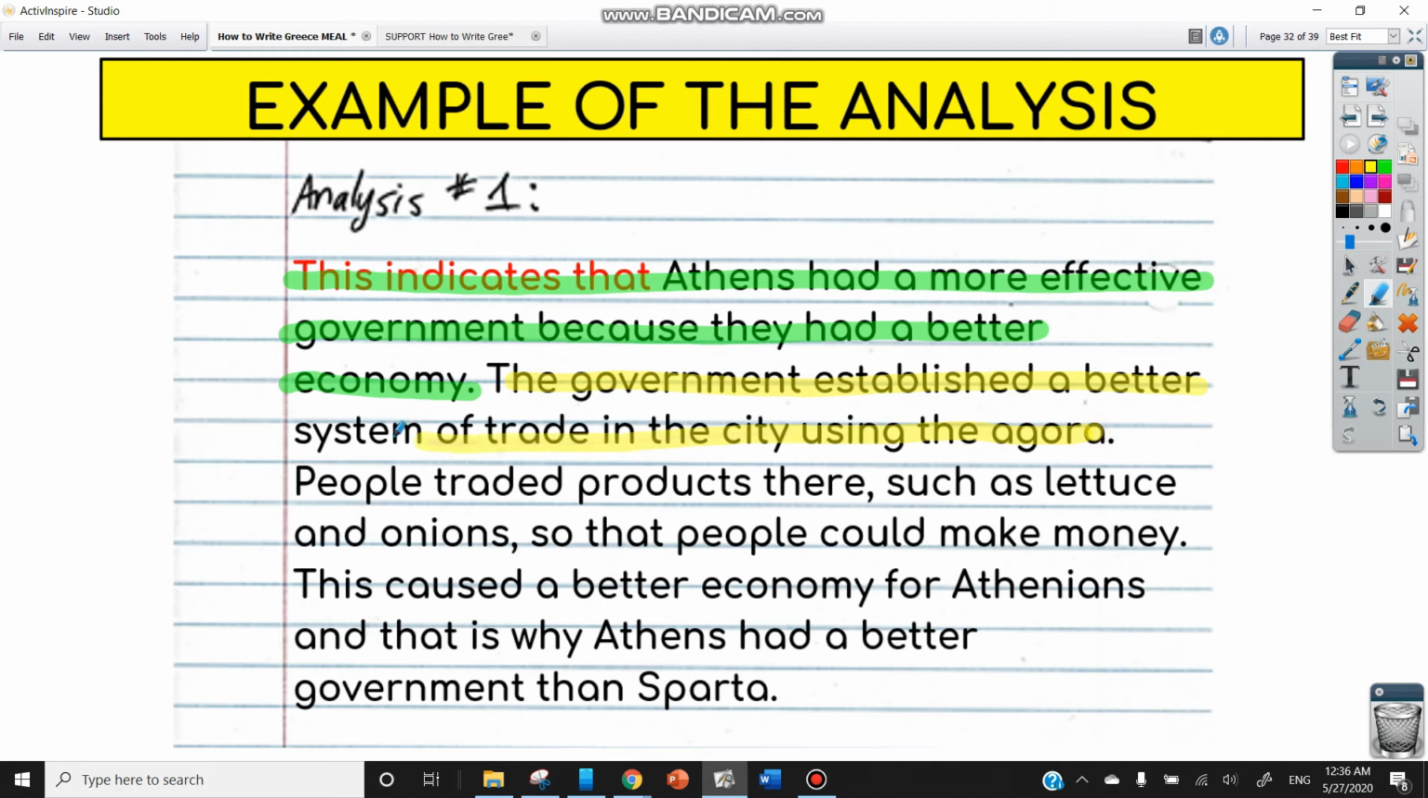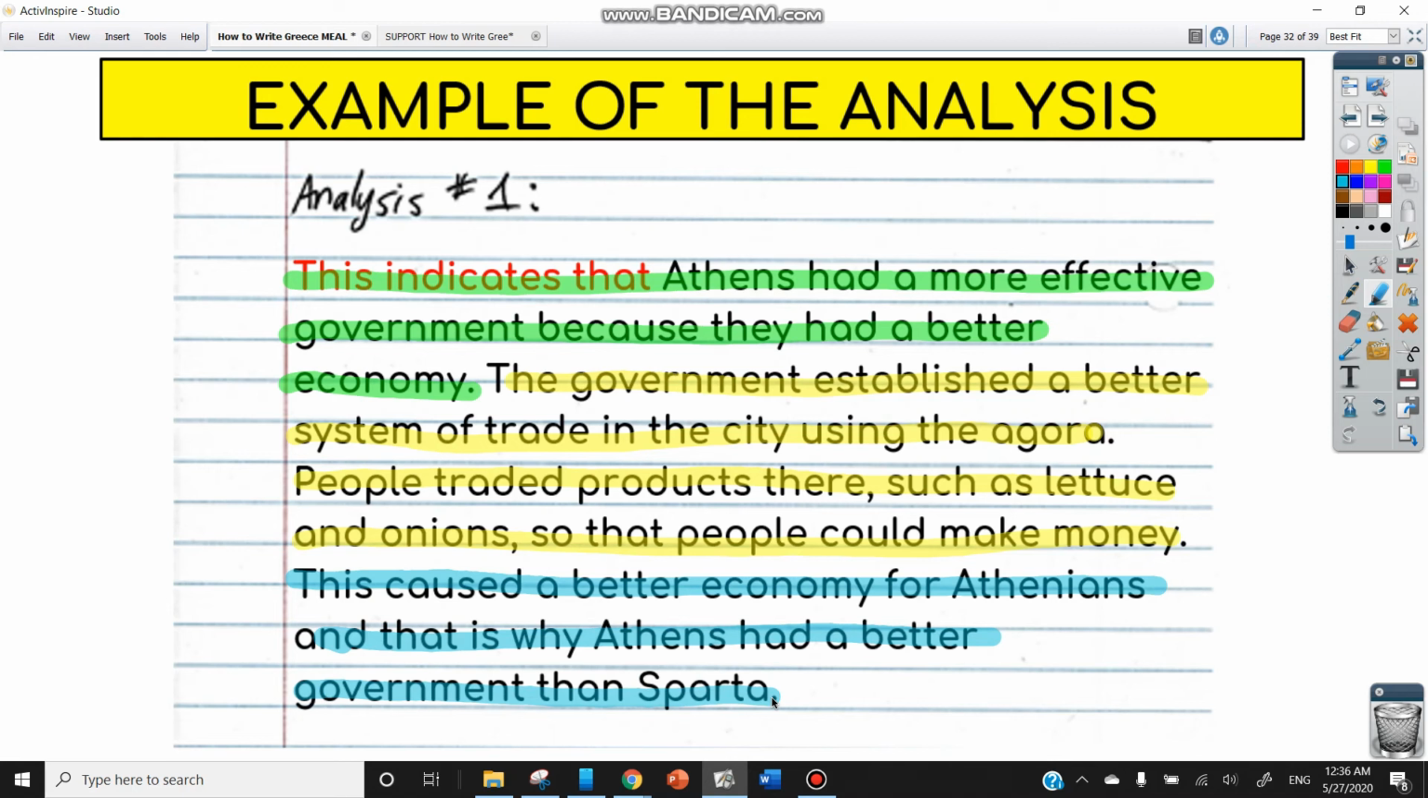Now, right here, it gives you sort of a summary of what the evidence is about, which is also important in analysis. And then in the last part, we see this caused a better economy for Athenians, and that is why Athens had a better government than Sparta. So here is an example of trying to connect the evidence to other ideas about the topic of Athens and what a government is.